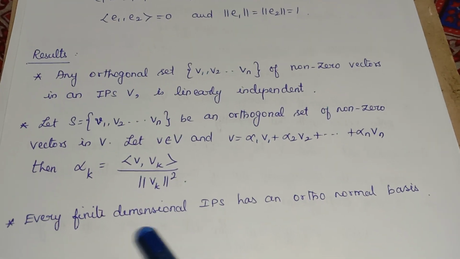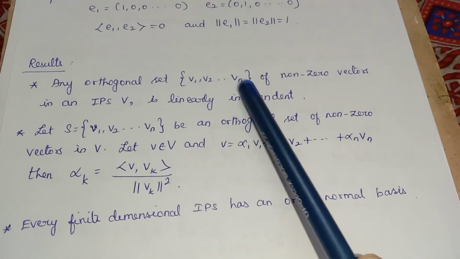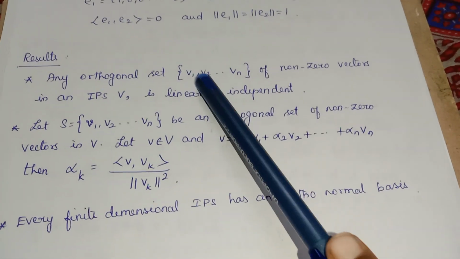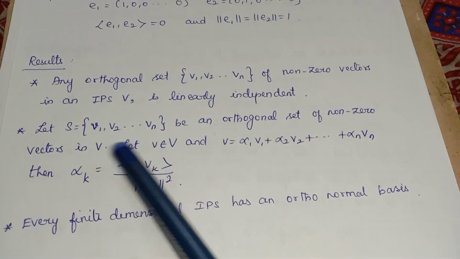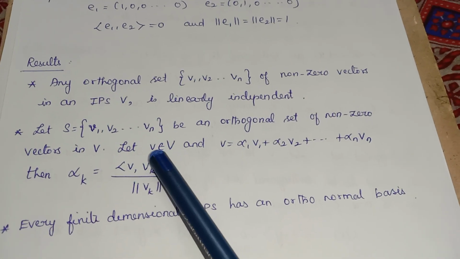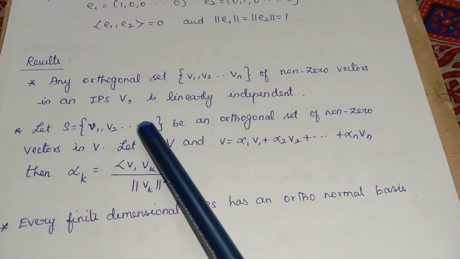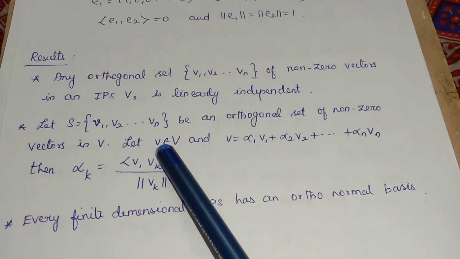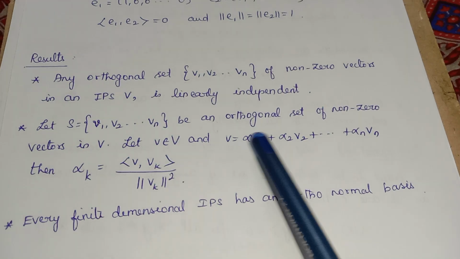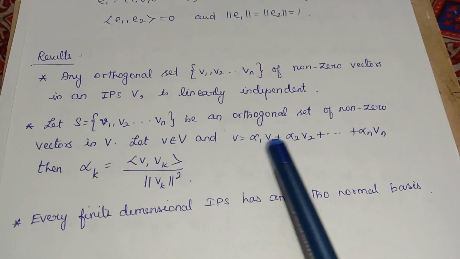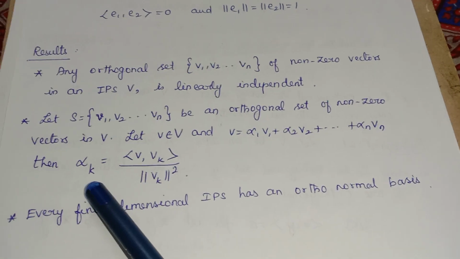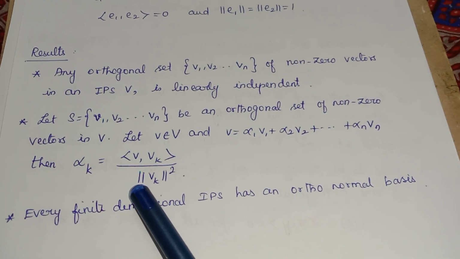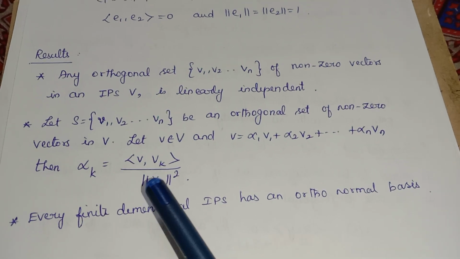Okay, next one. Here we have stated linearly independent, no? Now next we are going to find, this is a linearly independent set for vector space V. Now I am taking one vector v. Apart from this v1, v2, v3, etc., vn, I am taking another vector v, and I am writing this v as a linear combination of these n vectors. Then the coefficient alphas can be found by using the formula inner product of v comma vk by norm vk square. Right? Can you understand?